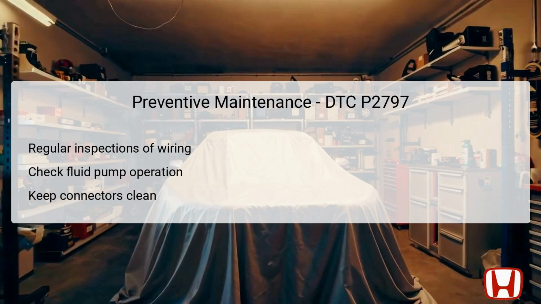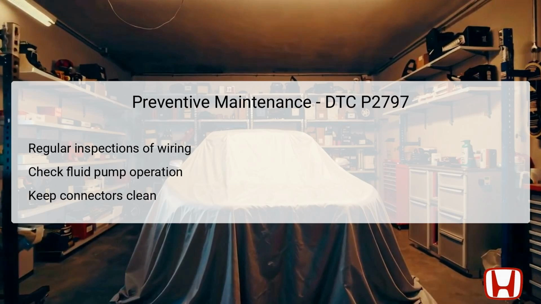Preventive maintenance is key to ensuring long-term reliability and performance of the auxiliary transmission fluid pump in Honda Accord models. Regular inspections of the wiring and connectors associated with the fluid pump should be performed to detect any signs of wear, corrosion, or looseness that could impact functionality. Keeping these connectors clean and secure can help prevent electrical failures that might trigger DTC P2797 in the future.